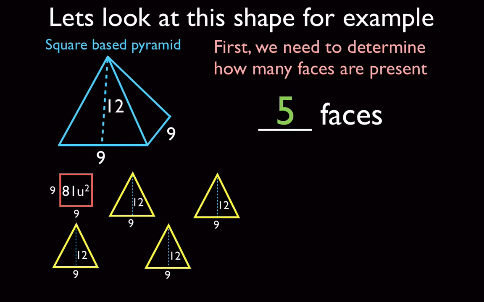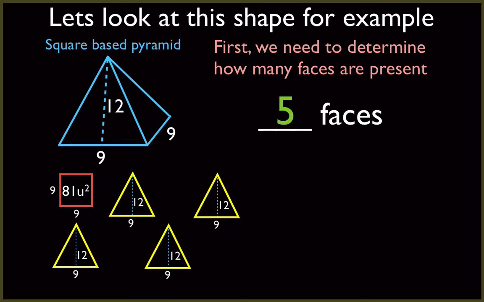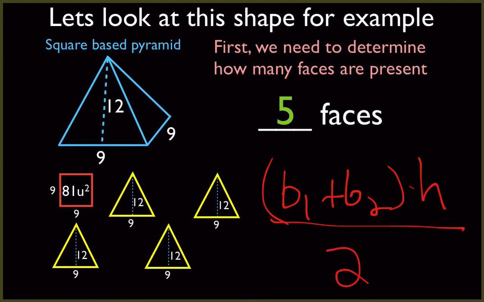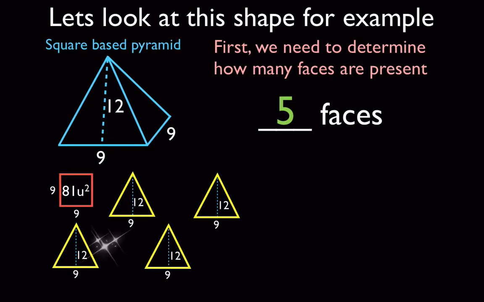So remember, again, I'm using the formula base 1 plus base 2 times height divided by 2. And in this case, my base 1 is 9, my base 2 is 0, my height is 12. So that gives me an area of 54.